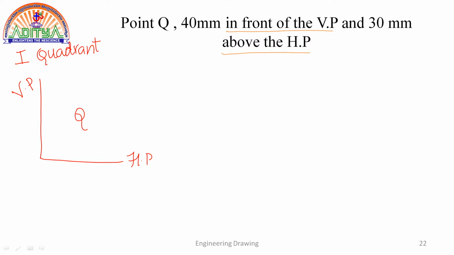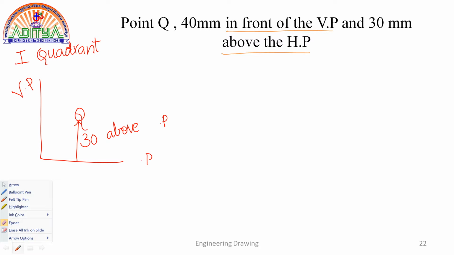Now, coming to the numericals. Numericals means from HP, how much is it above? From HP it is 30 mm above HP. Horizontal plane, HP, you have to write in capitals only. Okay. And Q is a point 40 mm in front of VP. This is 40 mm in front of VP.